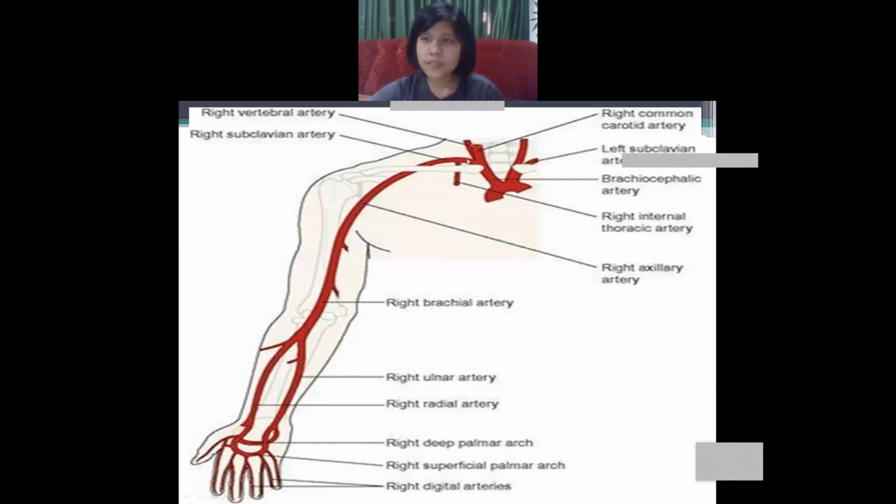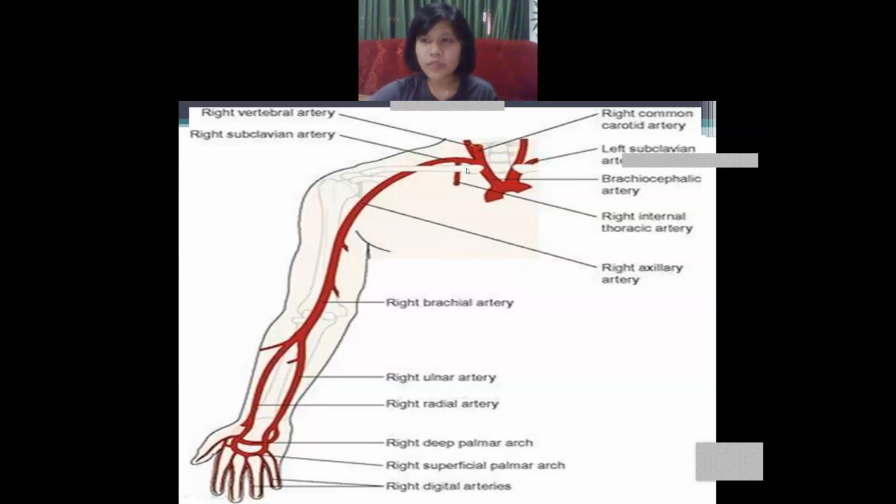Okay, next is the subclavian artery. The subclavian artery, where does it lie? Just at the backside of your scapula. This is your scapula, right? Your collarbone, just at the backside of that, the subclavian artery is situated.